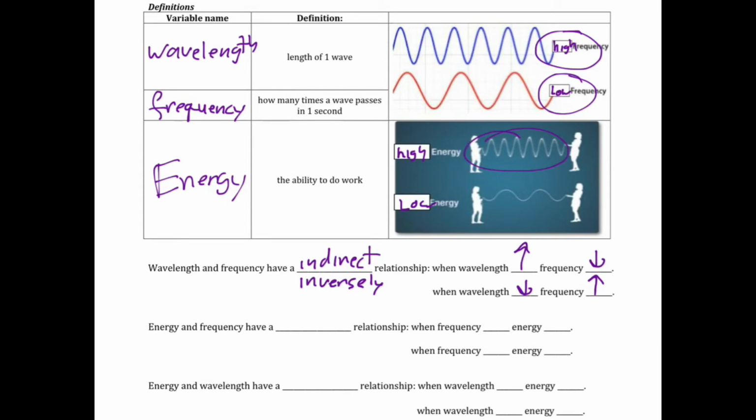Now, energy and frequency. Notice how this is high energy, high frequency. Those are direct, which means when one goes up, the other one goes up, or when one goes down, the other one goes down. And then energy and wavelength are indirect, which means when you increase the wavelength, you're decreasing the energy, or when you decrease the wavelength to make it smaller, you're increasing the energy.